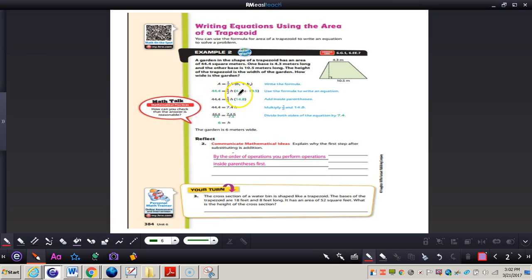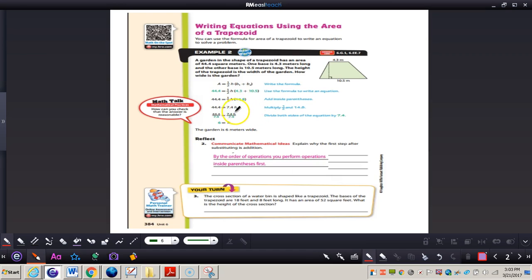That's going to give us 14 and 8/10. Now we have 44 and 4/10 equals 1/2 times the height times 14 and 8/10. Now what we need to do is take our known measurements, which is 1/2 times 14 and 8/10, multiply that together. That's going to give me 7 and 4/10. So now we have 44 and 4/10 equals 7 and 4/10 times the height.